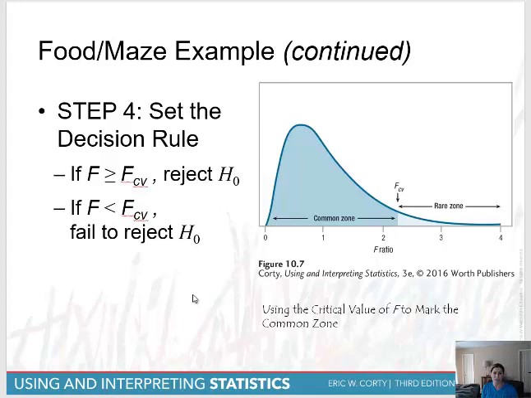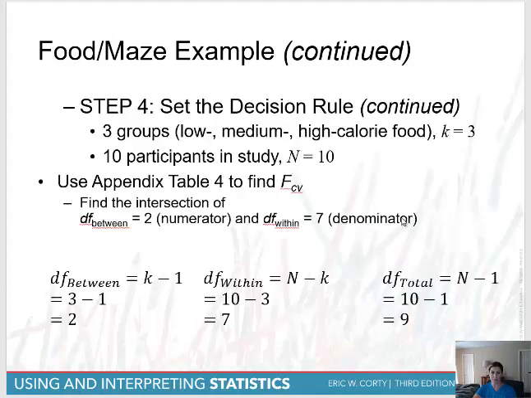So we're going to set our decision rule. ANOVA is a distribution that starts at 0 and extends to the right, so it's always going to have a positive value. So we have to figure out what our critical value of F is going to be. And to do that, we have to get some data from our study.